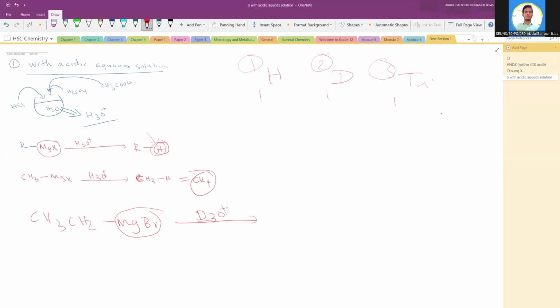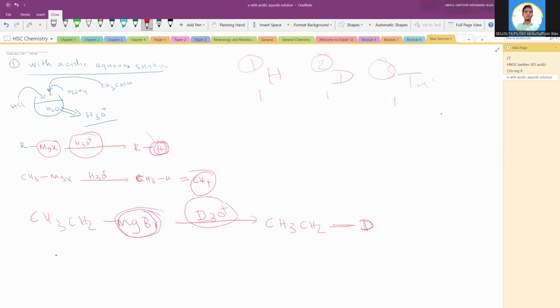So if you put D3O plus, the yield would be CH3CH2, and here, instead of this MgBr, you just put D. Because if it is H3O plus, hydrogen replaces it, but if you put D3O plus, deuterium will replace it. Is that okay? Okay.